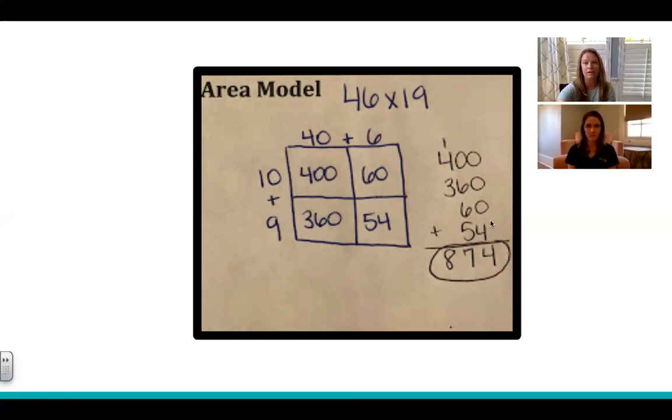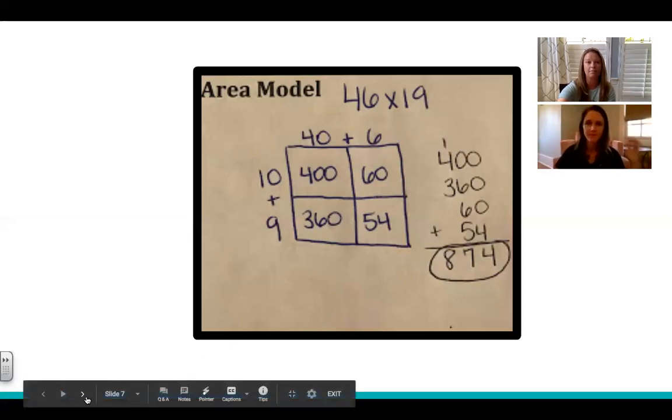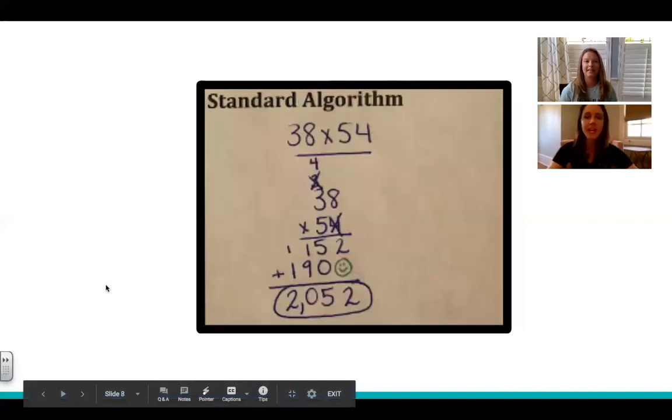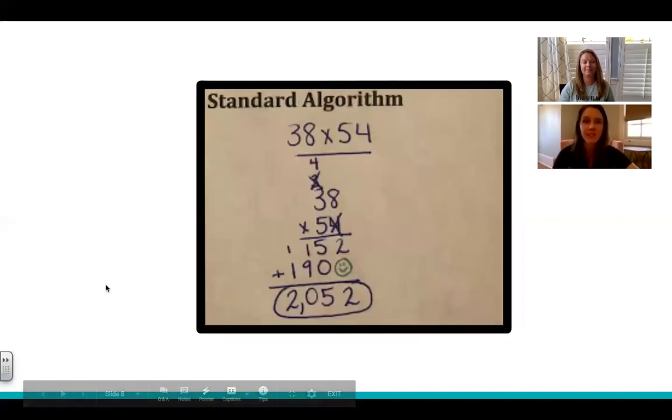Again, I line those numbers up so that I have my 1s together, my 10s together, my 100s together. I add them up, and 46 times 19 gives me a total of 874. Awesome.